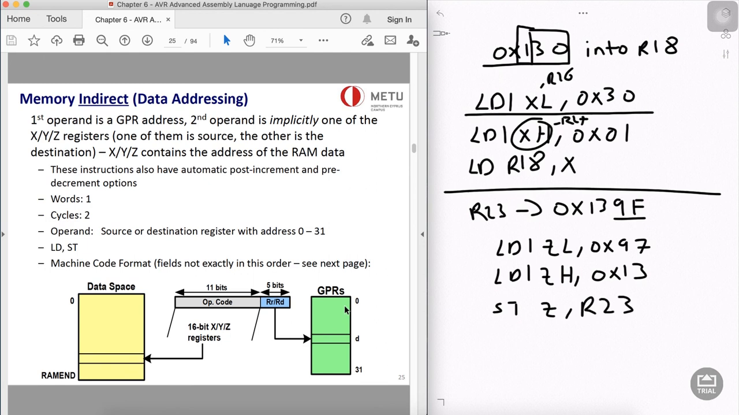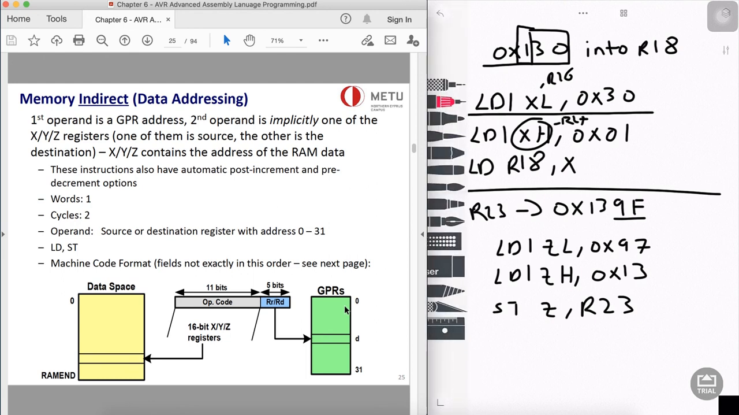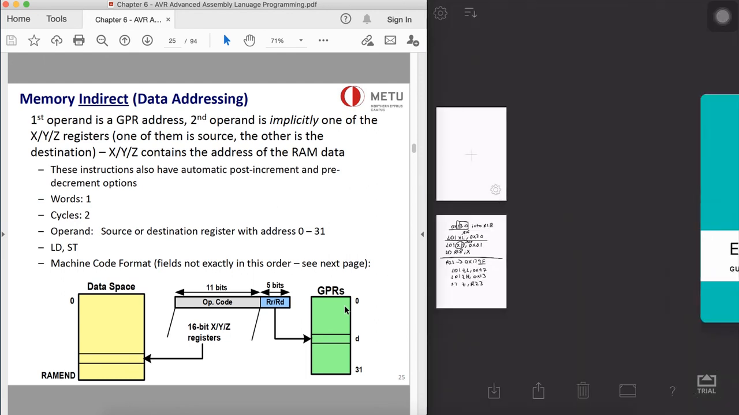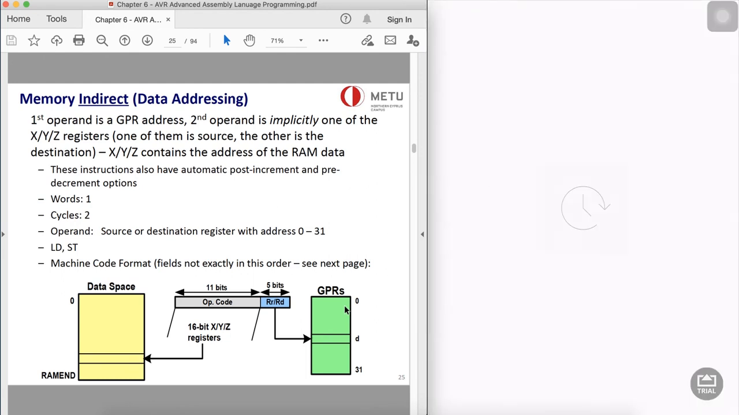Now, why do we need to do that? You might ask, why do we use indirect addressing mode? The advantage of indirect addressing mode is that it makes accessing the data dynamic rather than static. So we can use dynamic registers and we can access the data. I'll show you a good example to understand why it is more useful than direct addressing.